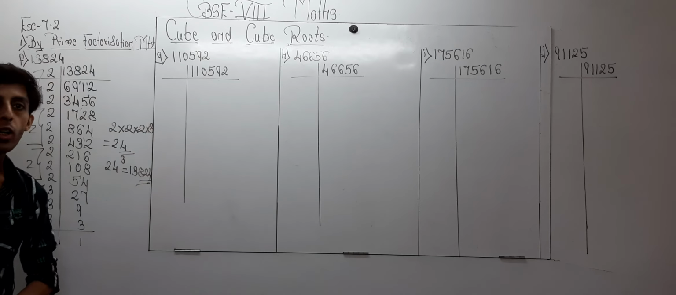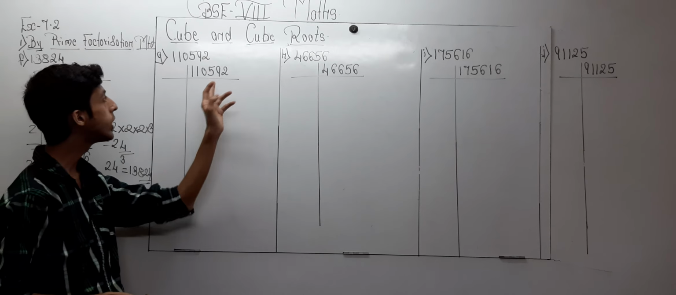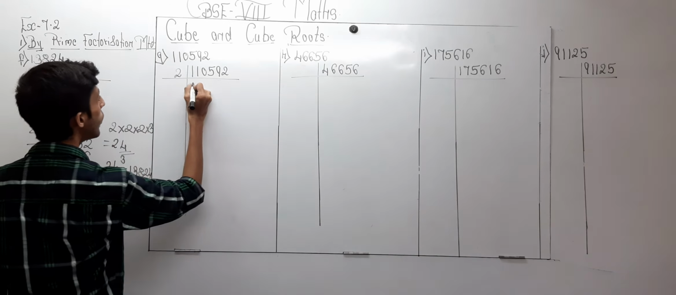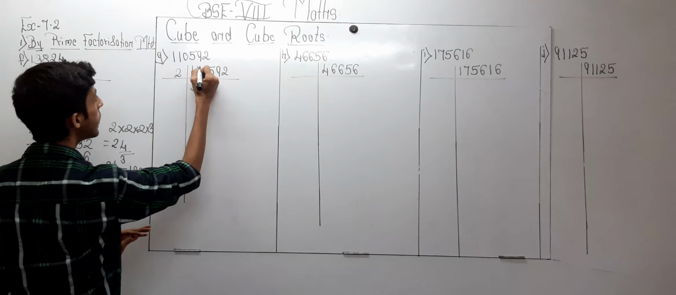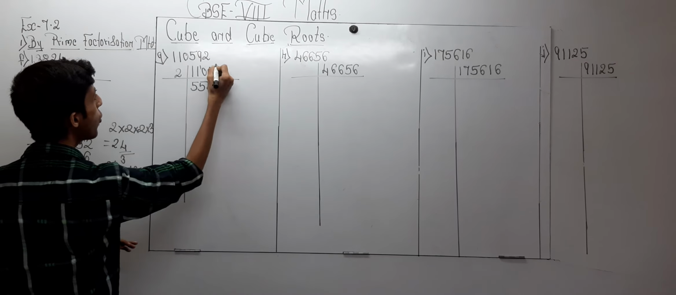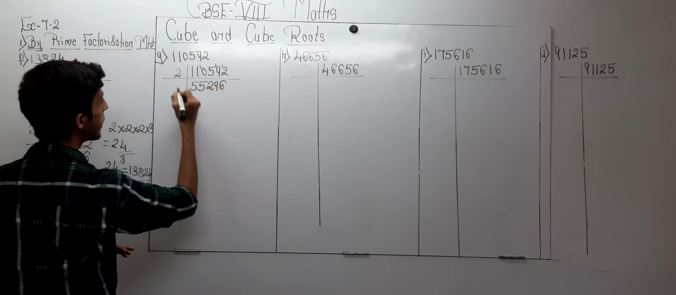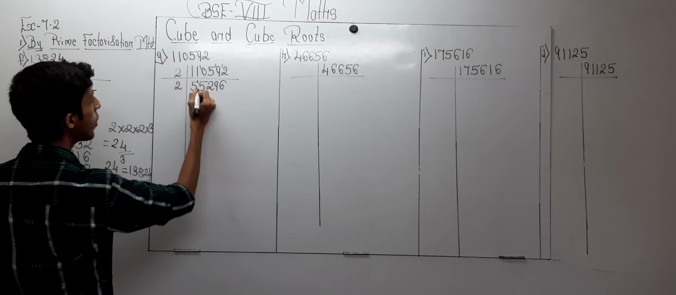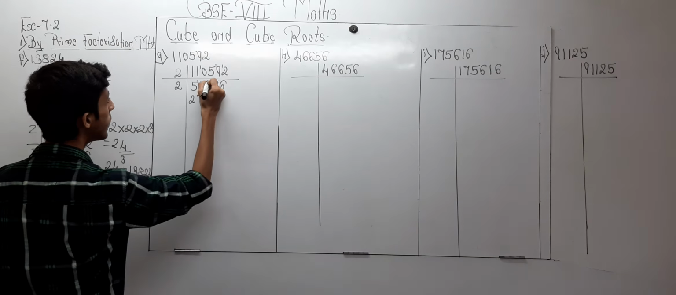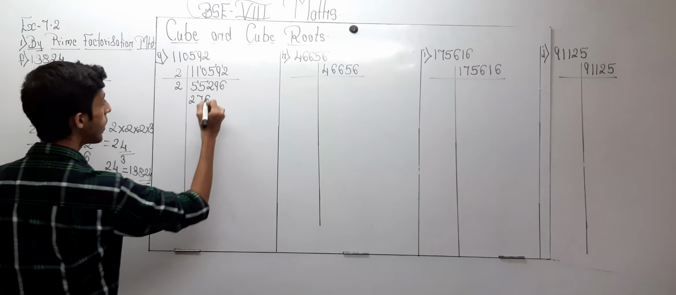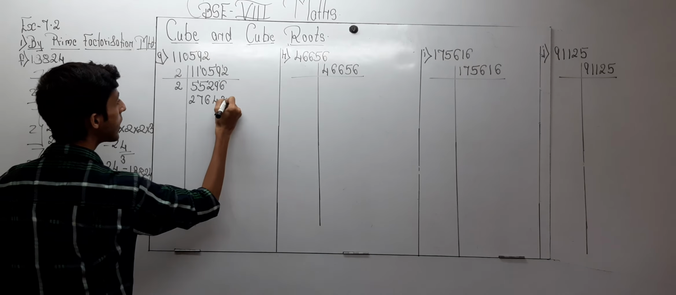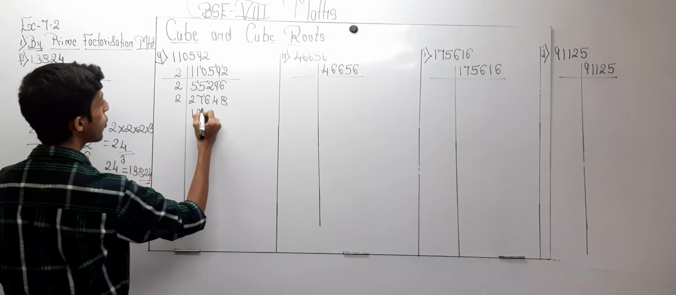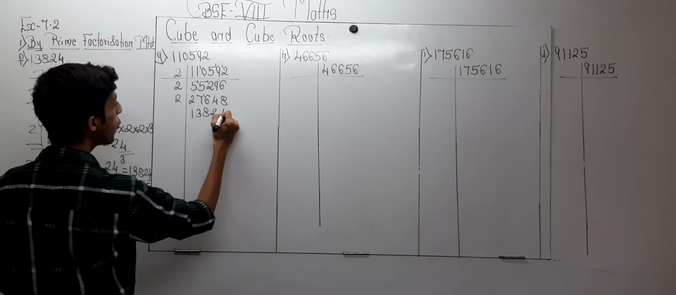Now moving on to question number G. 110592. 2 5s are 10, 2 5s are 10, 2 2s are 4, 2 9s are 18, 2 6s are 12, 2 2s are 4, 2 7s are 14, 2 6s are 12, 2 4s are 8 and 2 8s are 16, 2 1s are 2, 2 3s are 6, again 16, so 2 8s are 16.